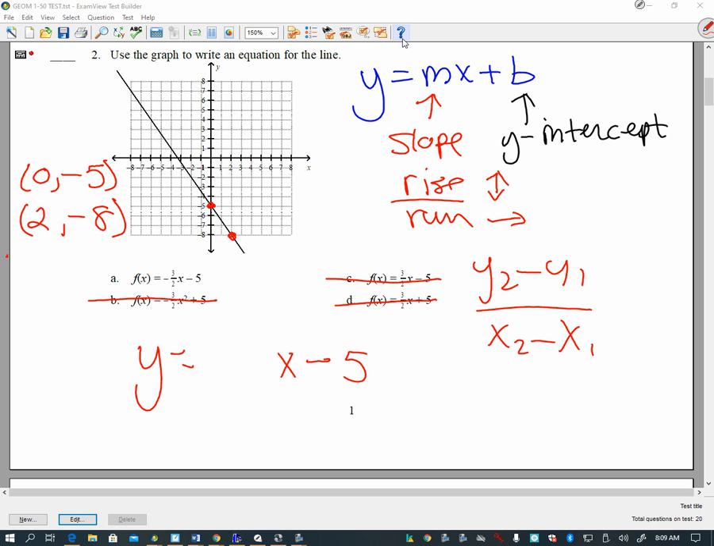Well, if we didn't want to use the slope formula, how could we find the slope? Okay, so from the y-intercept, am I going up or down? Down. How many am I going down? I'm going down -3. How far to the right am I going? 2. And if I plug 0, -5, and 2, -8 into the slope formula, should I get -3/2?